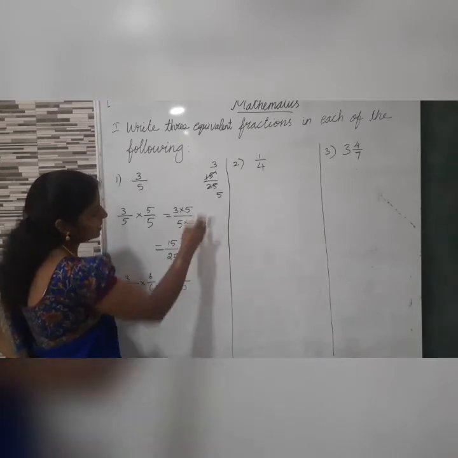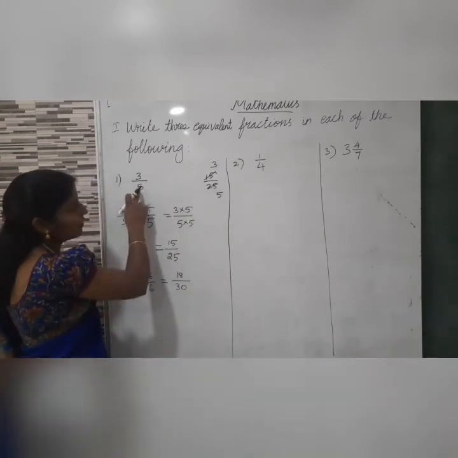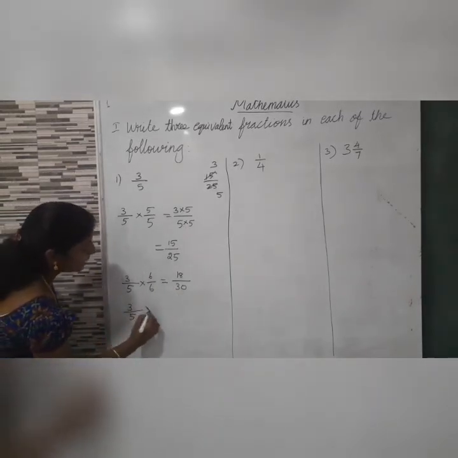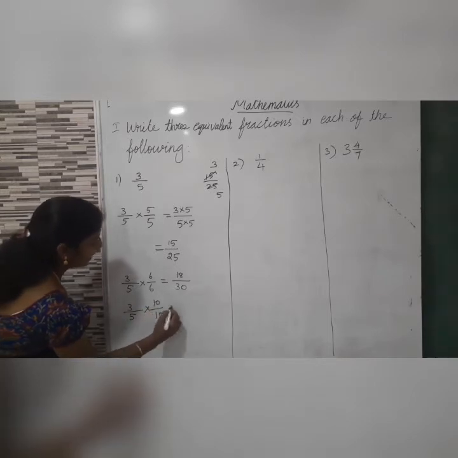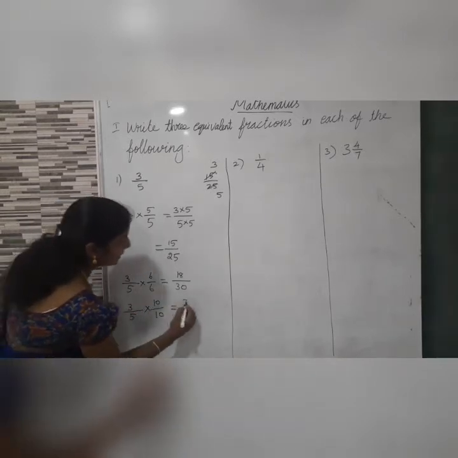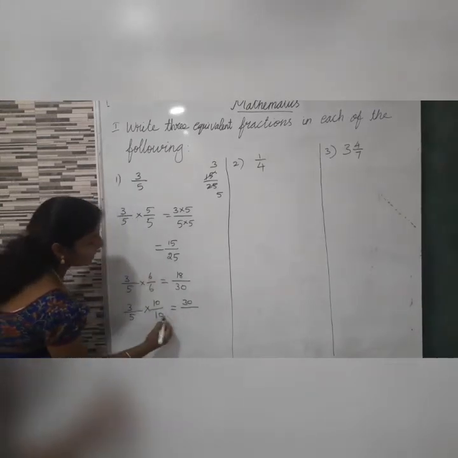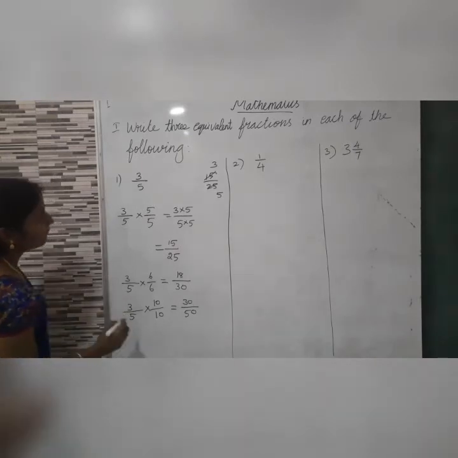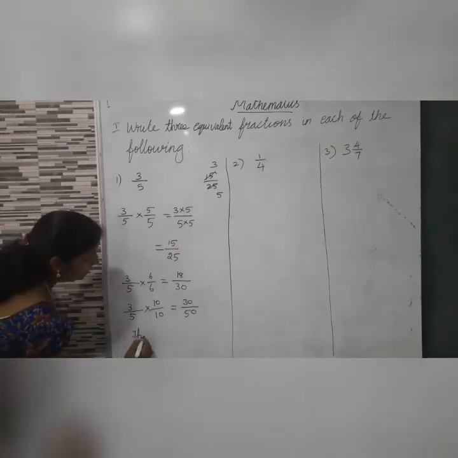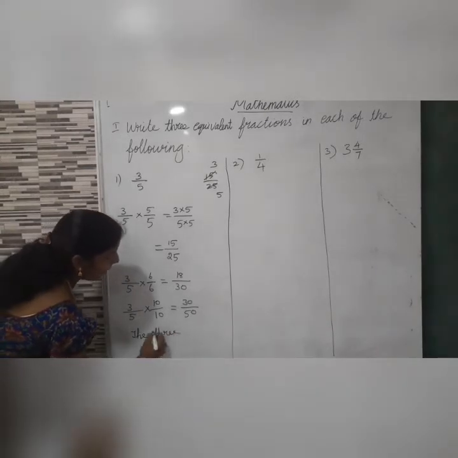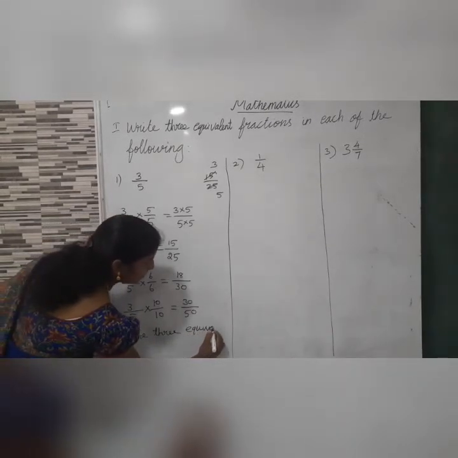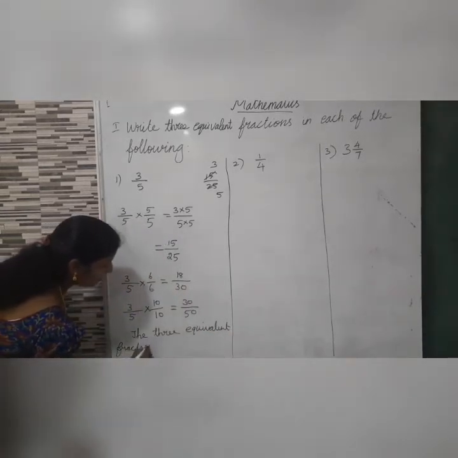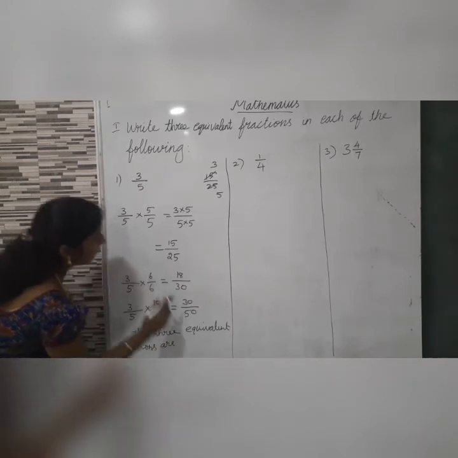We can check here like this. We'll get the same value, 3 by 5. Then one more, 3 by 5 into 10 by 10, equal to 3 into 10, 30, divided by 5 into 10, 50. Therefore, the three equivalent fractions are... what are the equivalent fractions?